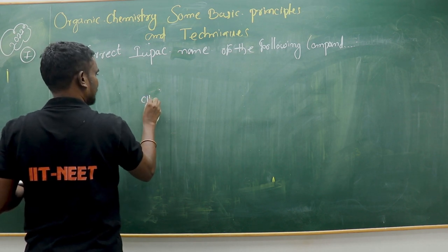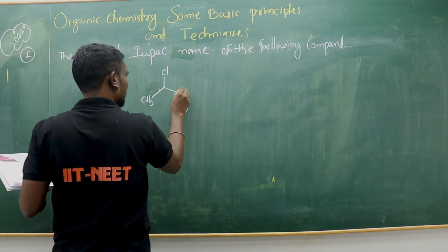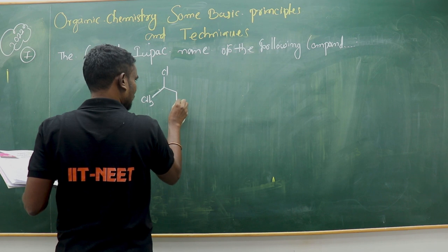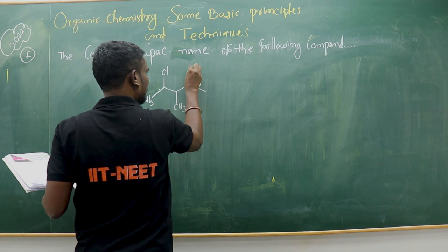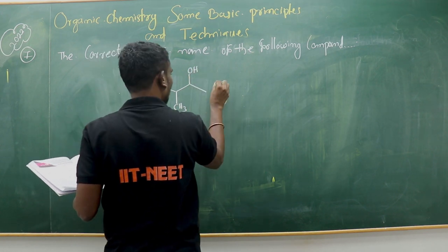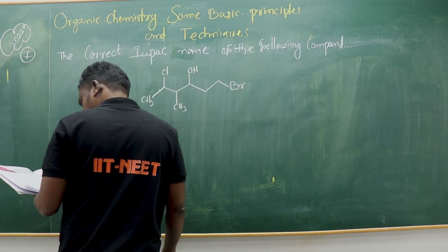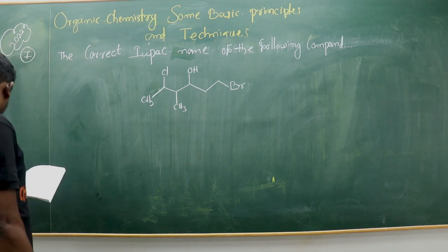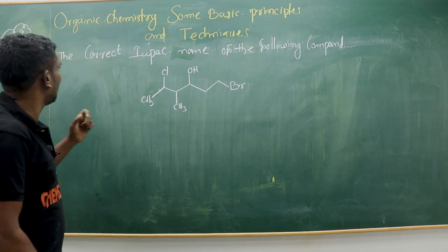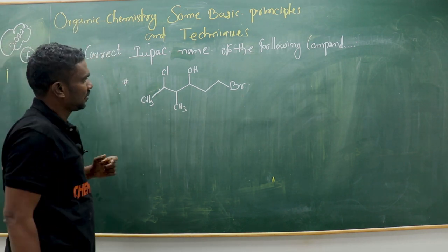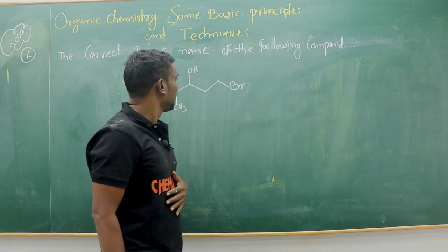See, my dear. CH3, Cl, CH3, OH, Br, Br. Observe carefully, beta. Options nahi likhunga maine, direct explain karunga, dhyan dena yahan par. Because if I write four options, that will take more time. So, beta, saath saath likhna, question likhte waqt pe, dhyan dena.